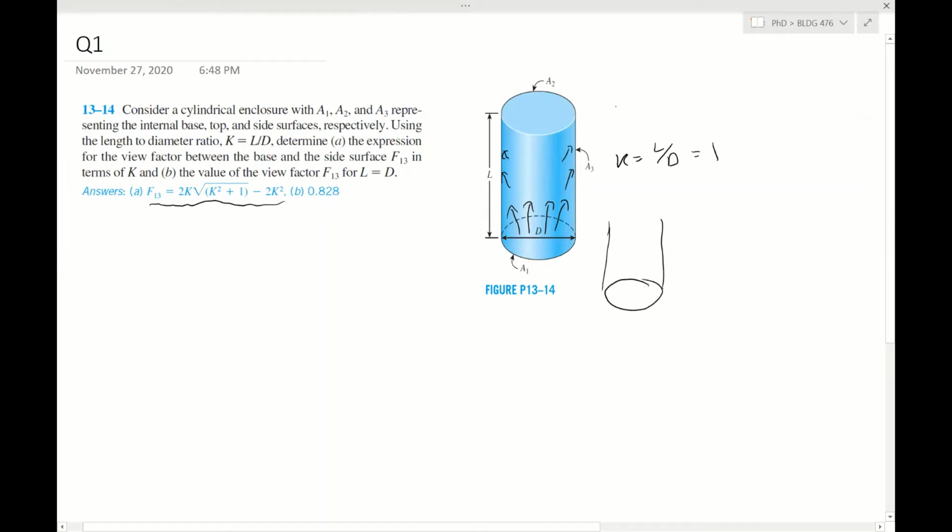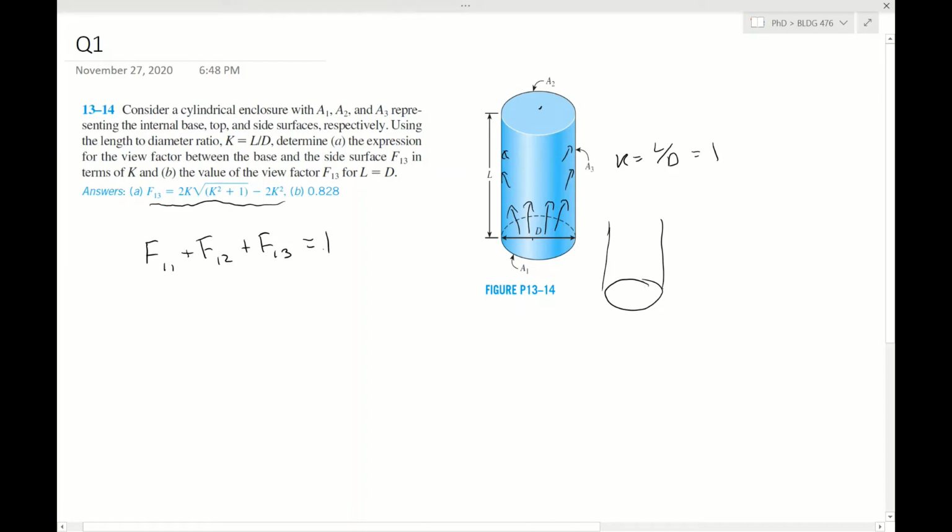But we can take advantage of our summation rule. If we can find how much of this energy goes here, we just know that the rest of it strikes the side. So this is an example of the summation rule, where we say F11 plus F12 plus F13 is equal to 1.